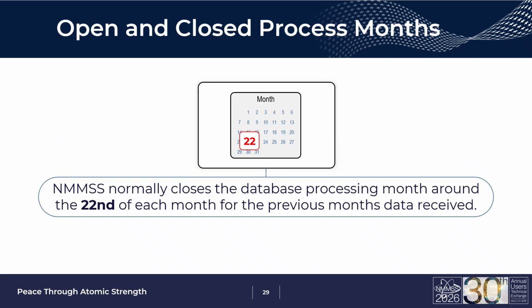How would someone know what are open and closed NEMIS processing months? NEMIS normally closes the transaction database processing month around the 22nd of each month for the previous month's data that has been received.